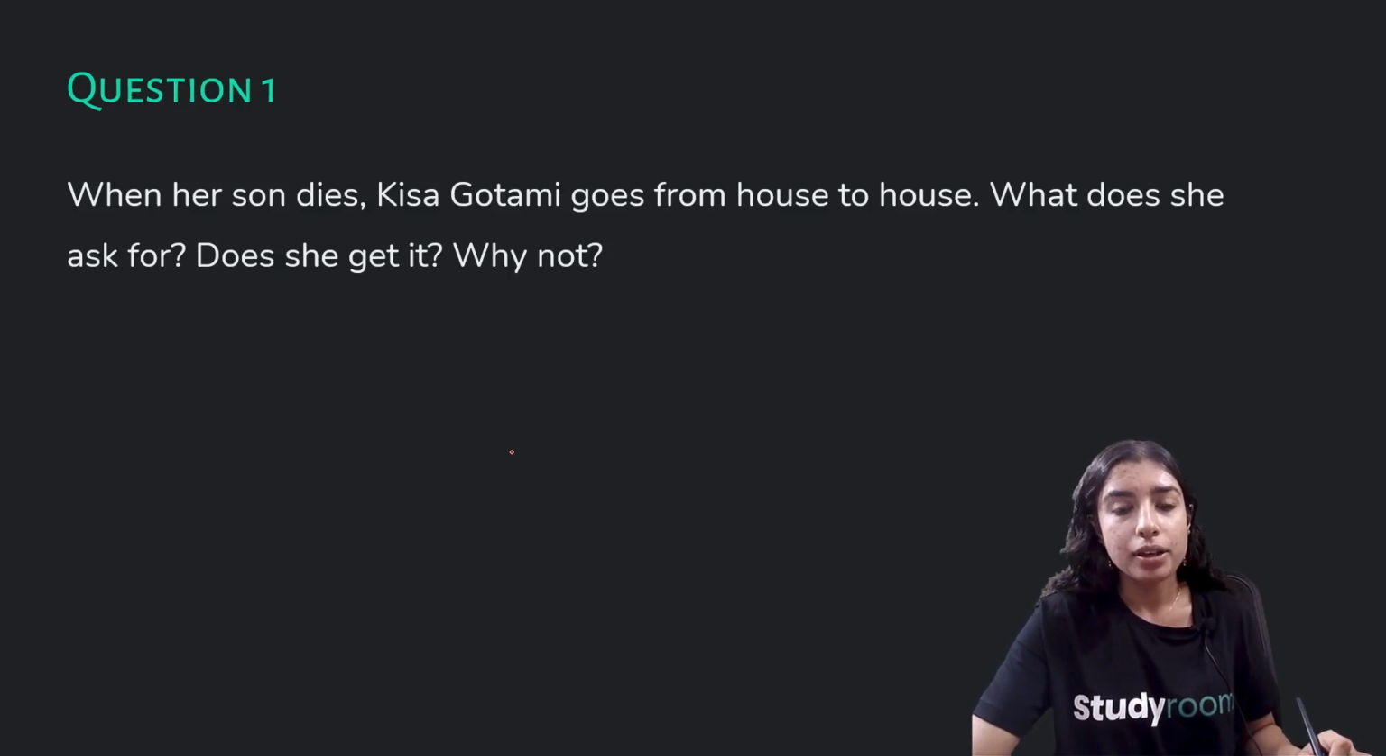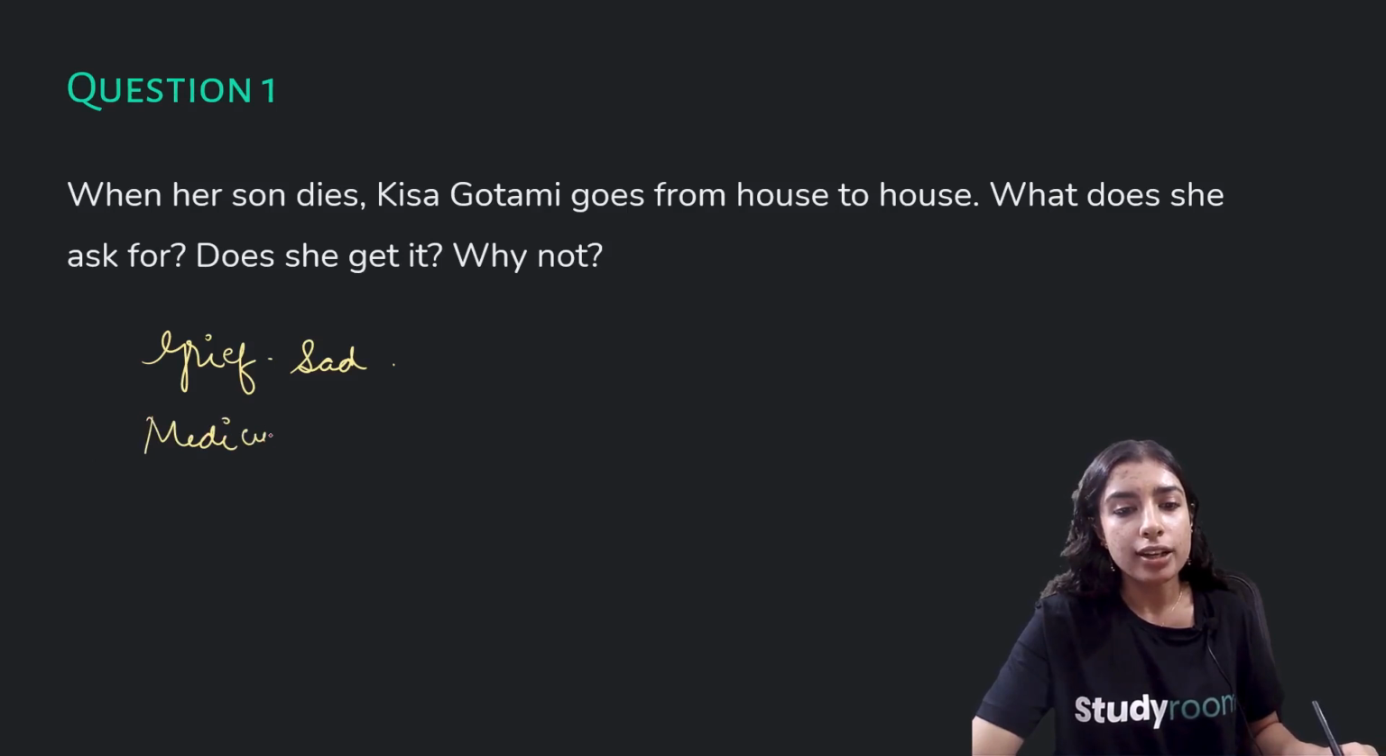Why not? The answer to this question could be that after the death of her only son, Kisa Gautami was overcome with the sense of grief. She was extremely sad. Because of this, she carried the dead body of her son in her arms and went from door to door asking for medicine to cure her child. But nobody could provide any medicine to her child, for there is no such medicine that is available which can bring a dead person back to life.